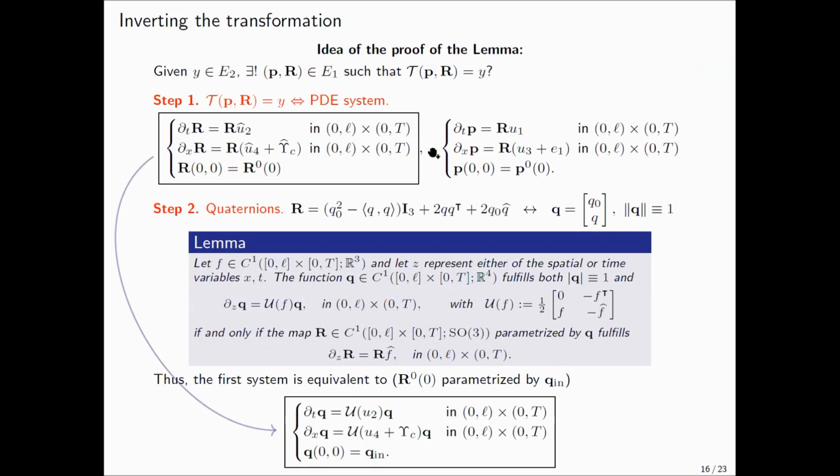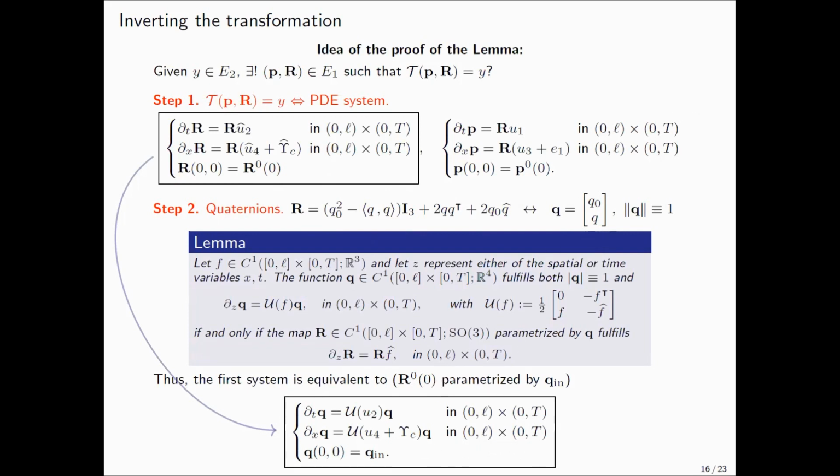And what we did is that we didn't want a system where the unknown is the rotation matrix, so here the system on the left. So we parameterize the rotation matrix with the quaternion. A quaternion is a vector in R4, which represents the rotation matrix and is related to it by this identity here. And in fact, one can see that this system for R is equivalent to this system for Q.